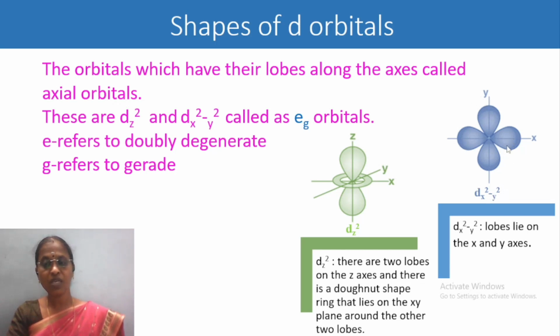This is the dx square minus y square orbital. The lobes of this orbital lie on the x and y axes. This is the dz square orbital. There are two lobes on the z axis and there is a doughnut-shaped ring that lies on the x and y plane around the other two lobes.